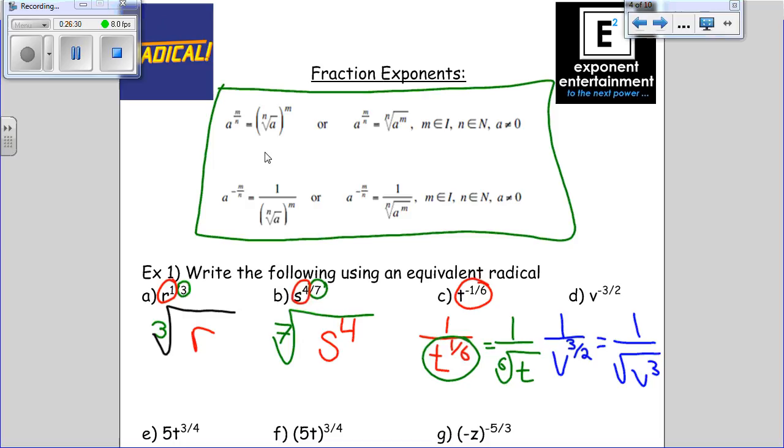So my first step was, I took that b to the power of negative 3 over 2, and I moved it to the bottom. That got rid of the negative for me. Now I need to get rid of the fraction. So to get rid of the fraction, I took the 2, and I turned it into an index. Now I have the square root of b to the power of 3. Alright, some tricky ones coming up. I'm going to move my screen up so we can actually see what I'm doing.